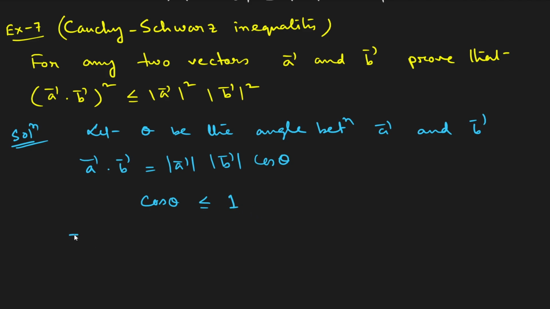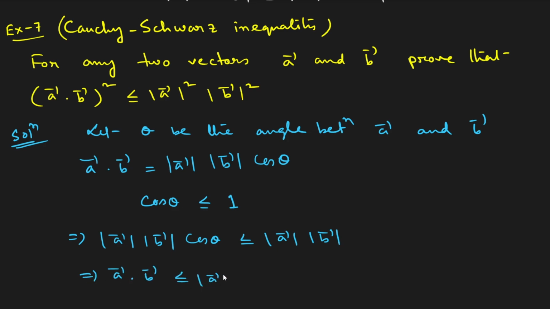If cos theta is less than or equal to 1, and we multiply both sides by mod a and mod b, this will be less than or equal to mod a mod b. So this is nothing but a dot b is less than or equal to mod a mod b. Now if you square both sides, a bar dot b bar whole square is less than or equal to modulus a bar square and modulus b bar square. This particular property is called the Cauchy-Schwarz inequality.